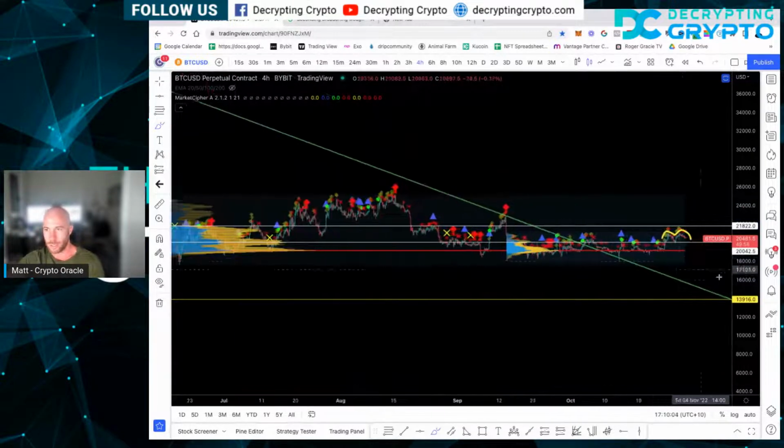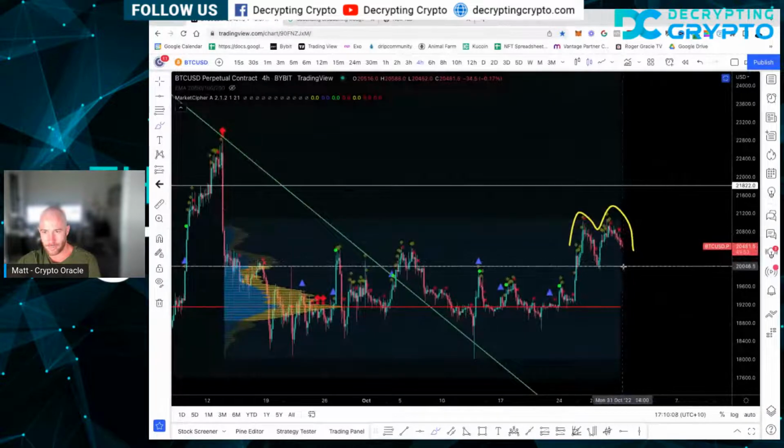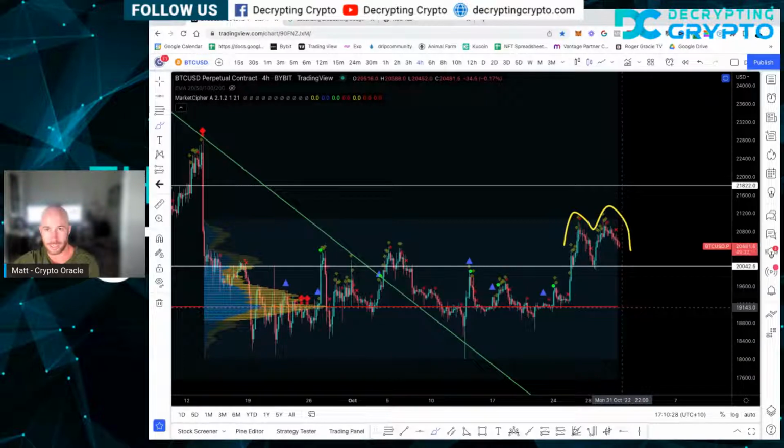So we have a double top, which is bearish, but worst case scenario is if we create a lower low below here, on a closing 4-hour candle, that's going to just bring us right back down to at least the point of control. So if we lose $20,000, worst case, you can bet your bottom dollar we're going to be coming back down to 19,143.